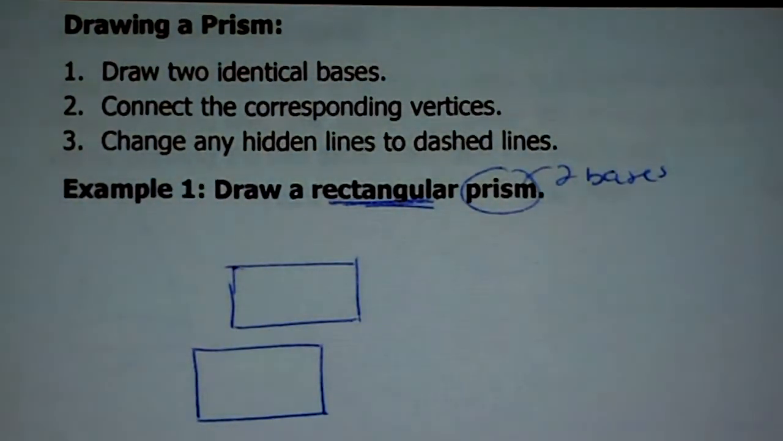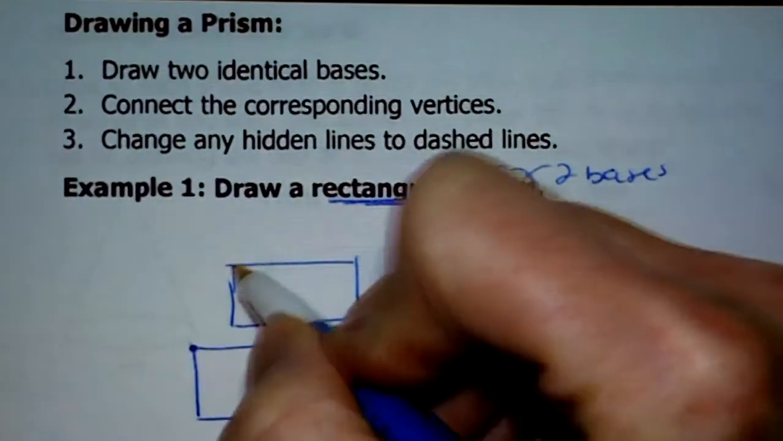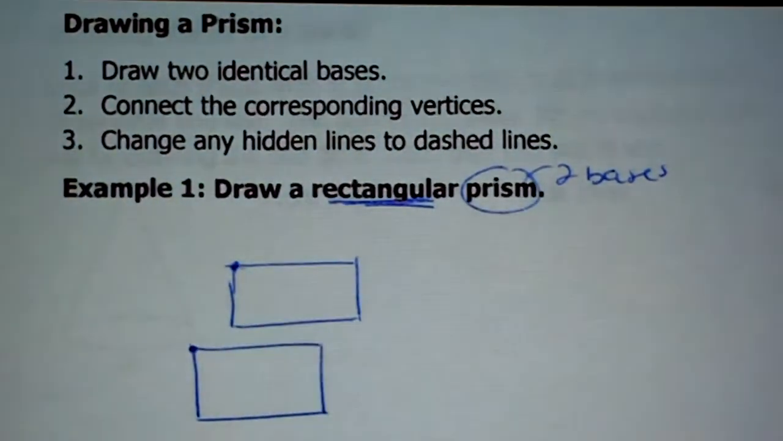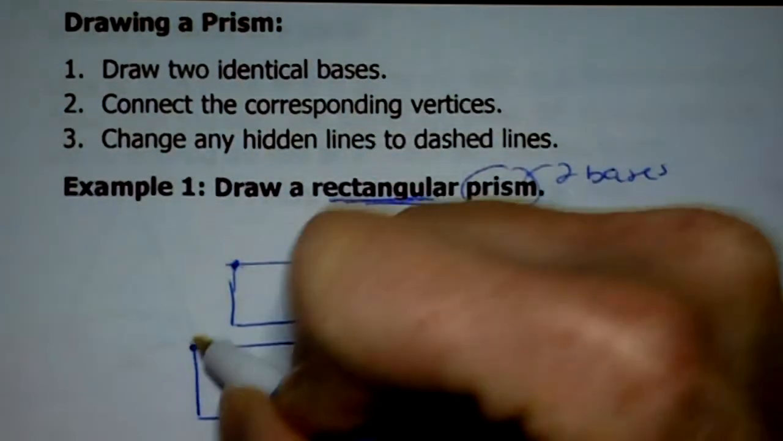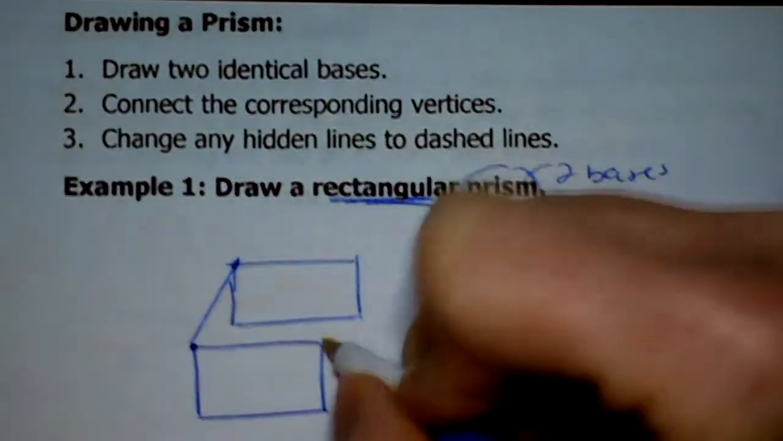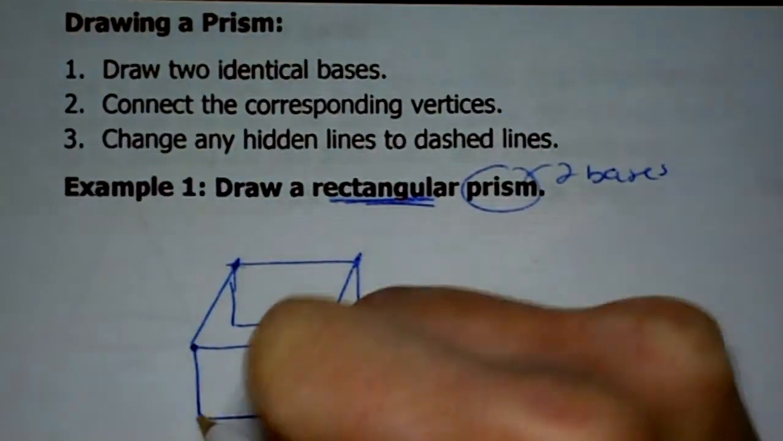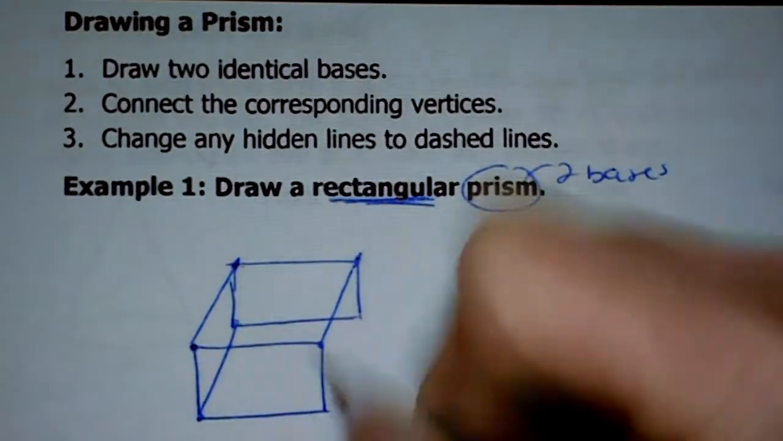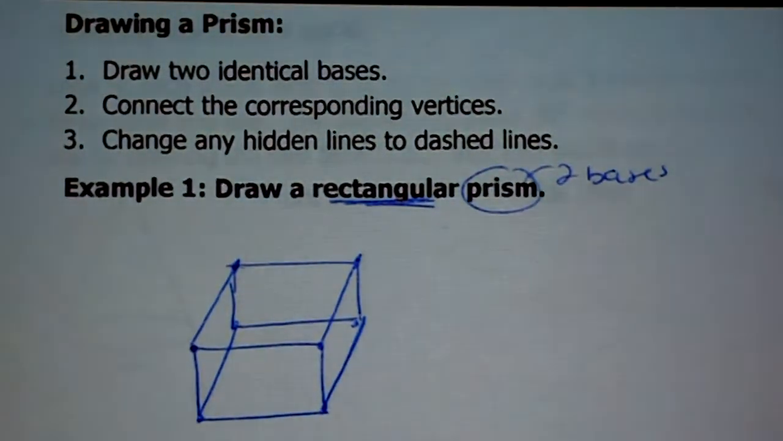Now I say connect the corresponding vertices. So do you see how this is lined up with this one? Those are in the same place. Those are corresponding vertices. So we're going to connect those. This one and this one also match up. Connect them. Bottom, bottom, those match up. And bottom, bottom, those match up. So we've got all the corresponding vertices connected.